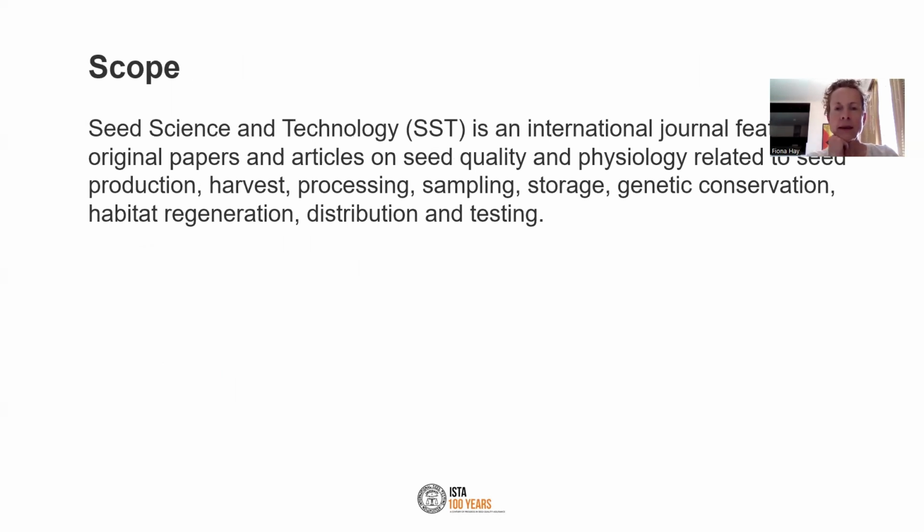The scope of Seed Science and Technology: it's an international journal featuring original papers and articles on seed quality and physiology related to the production, harvest, processing, sampling, storage, genetic conservation, habitat regeneration, distribution, and testing.